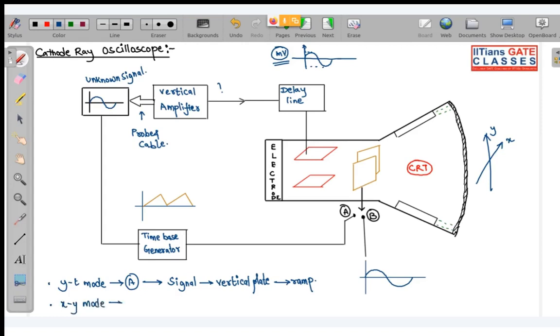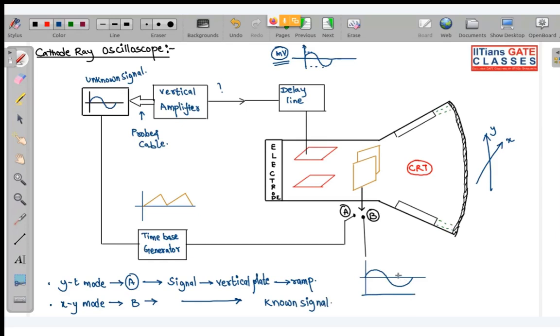Now, in XY mode, we keep the switch in the B position. So here also the signal is given to the vertical plate only, but this signal is a known signal. Now this can be either sinusoidal or a ramp signal. Usually we take it as a sinusoidal signal.